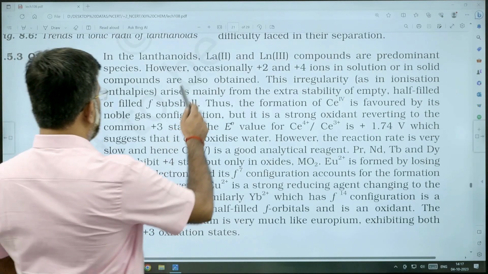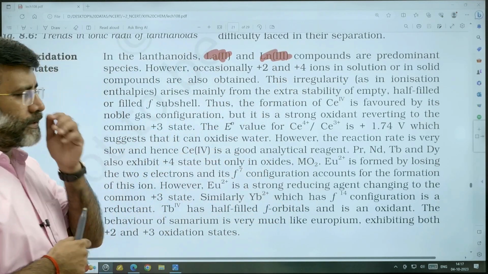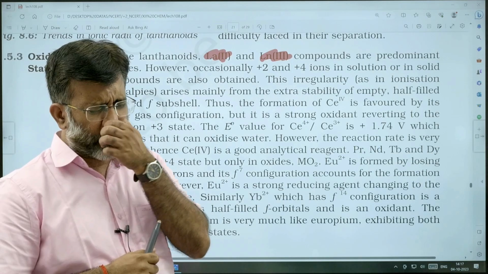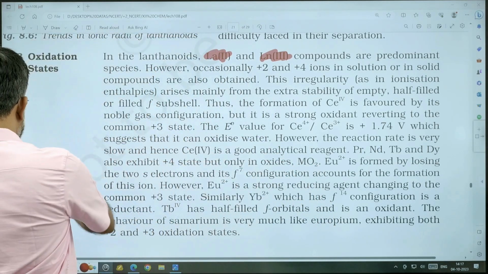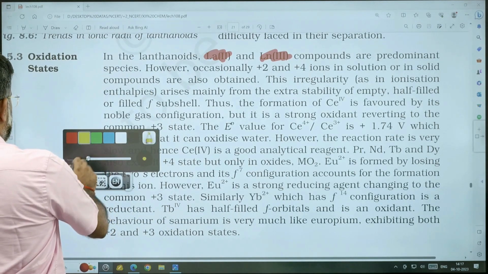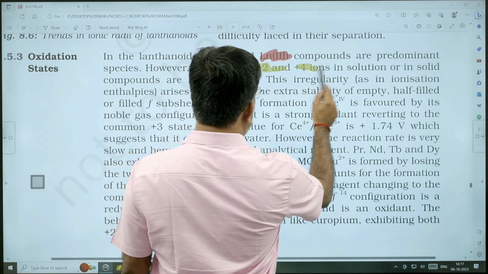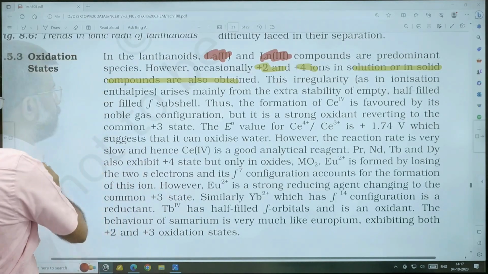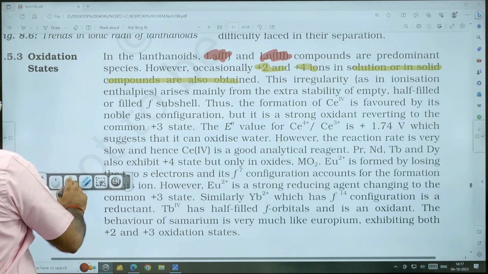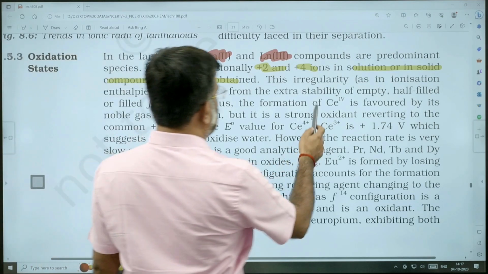You see, for Ln, normally their oxidation state is +3. Lanthanoids are well known for their +3 oxidation state. Their predominant oxidation state is +3. However, occasionally +2 and +4 are also found in solid state or in solution. The irregularity arises, as in ionization enthalpy. This is also very much known.